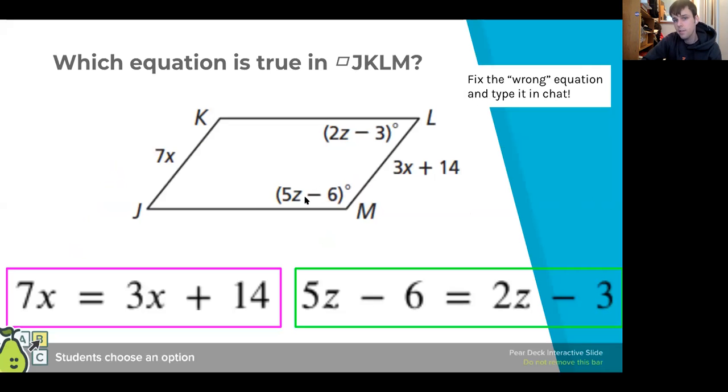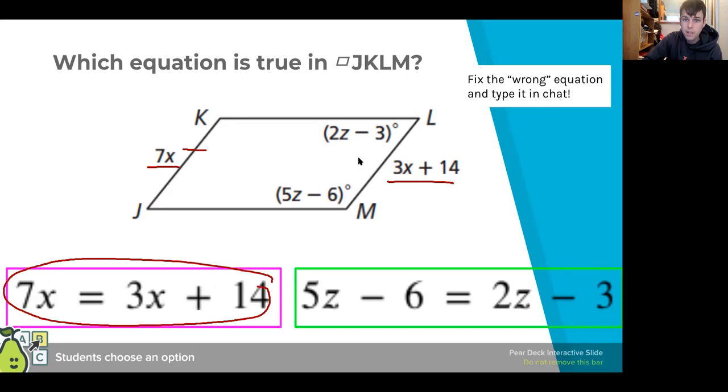Take a second to look at this, pause it, and try to answer this question. Which equation is true in parallelogram JKLM? So take a look at these two equations. Let's see which one's true. All right, hopefully you noticed that it was this one based on these sides.